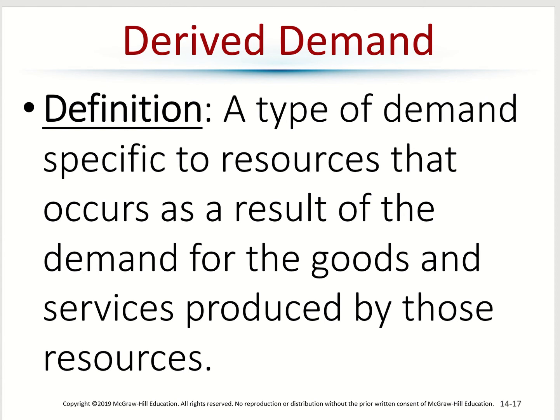It's not a direct demand for chicken fried rice labor, but the demand for the people who produce chicken fried rice actually depends on the demand for the chicken fried rice they produce. So it's called a derived demand: a type of demand specifically for resources that occurs as a result of demand for the goods and services produced by those resources. So the demand for labor depends on the demand for the product they produce.